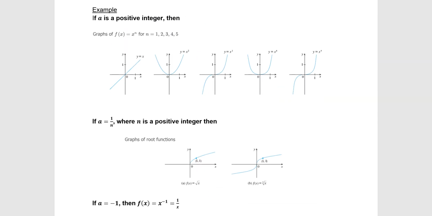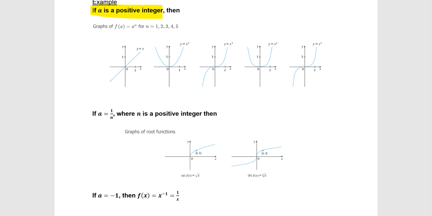If a is a positive integer, so that's something like what we have down here, x to the first, x squared, x cubed, x to the fourth, x to the fifth, and so on, that would actually make it a polynomial, right? Here are the graphs of the first 5, and then it could keep on going. We have y equals x. We know that that's a line, x squared, quadratic, x cubed, cubic, and then it continues. So those are for when the exponent's a positive integer.